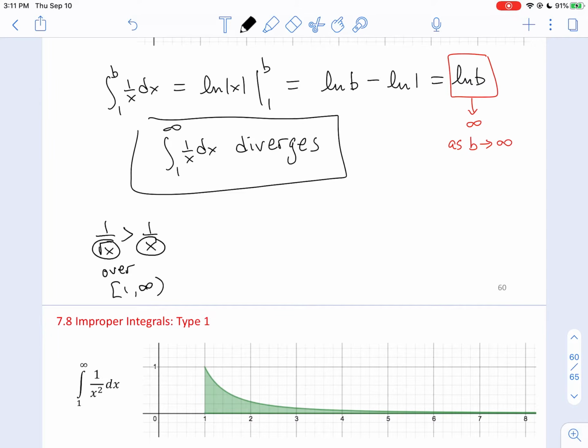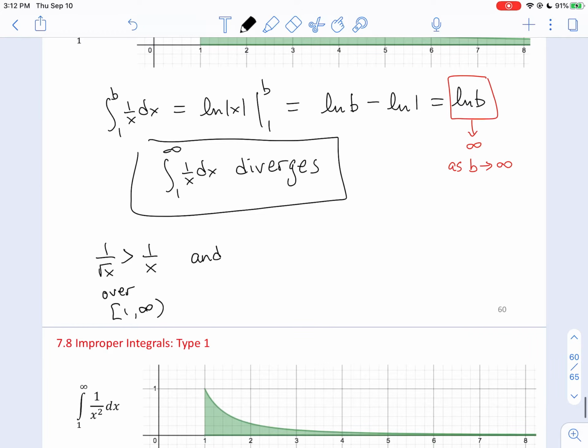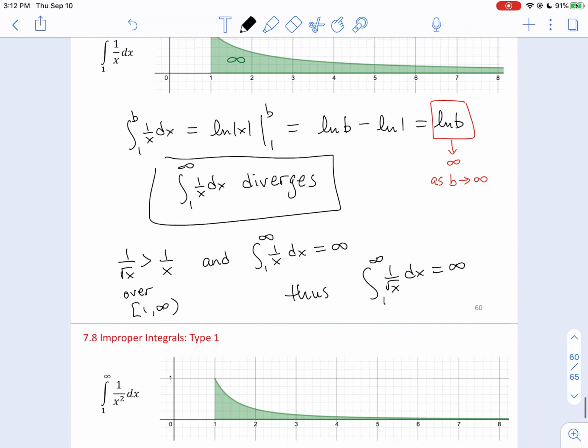You can also reason this way. x is larger than square root of x. And so if you have a larger denominator, if this denominator is larger than this one, then this fraction is smaller than this one. And also, we've shown on this second slide here that the amount of area under 1 over x dx is infinity, or it's divergent. We can conclude that the amount of area under the larger function has to be infinity too. Right? That should make intuitive sense.